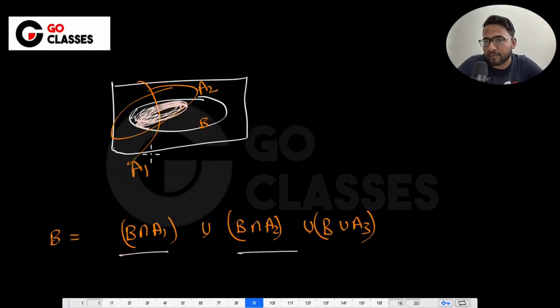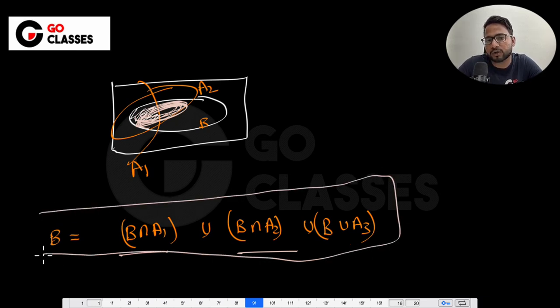Because if A1 and A2 are not disjoint, then some portion may be covered in B intersection A1, and the same portion may be covered in B intersection A2. But set theory doesn't require them to be disjoint. The reason is that set theory allows this equation even though these are not disjoint, right? A1 and A2 don't need to be disjoint.